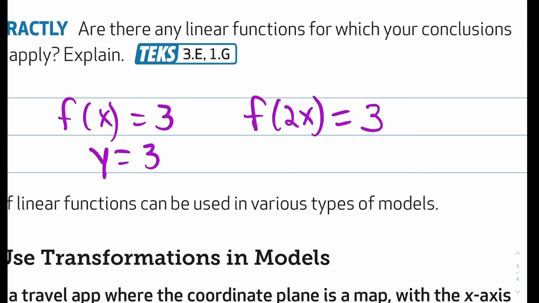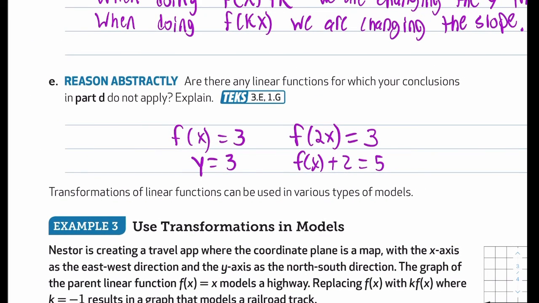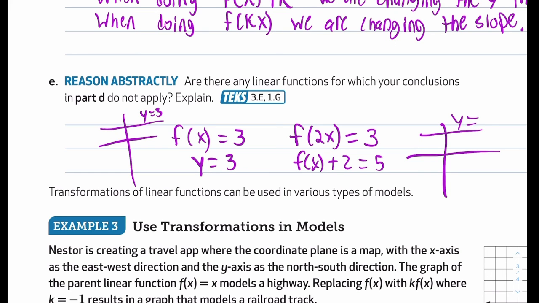But what would have worked is f of x plus 2. That would actually work to make 5 as the new graph. And these would both be a flat line for y equals 3 and a flat line for y equals 5.